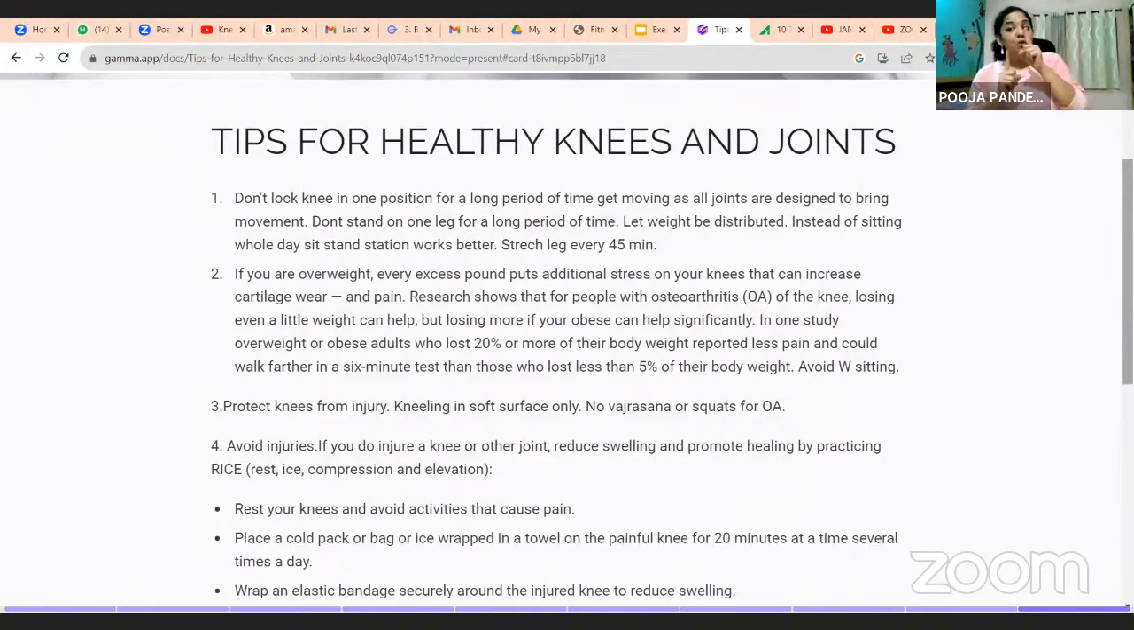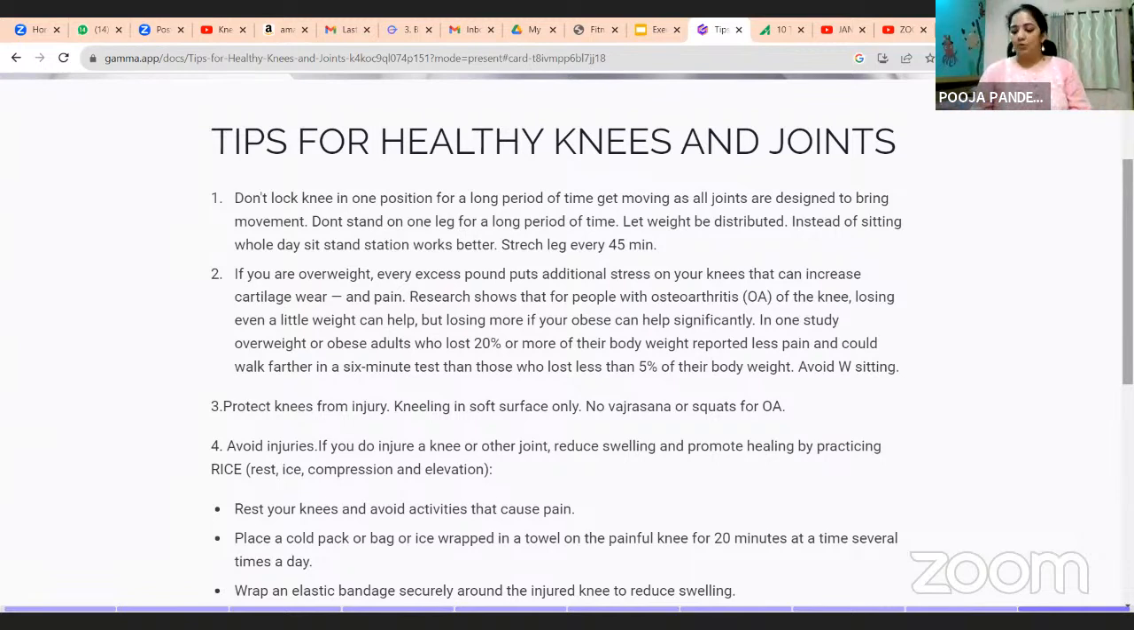Standing on one knee all the time, that most of us do. Pay attention: when you are standing, weight should be distributed on both the knees, both the hips. Don't stand like this or like this. Weight distribution has to be equal on both hips, both knees. Instead of sitting the whole day or standing the whole day, make a sit to stand kind of workstation.